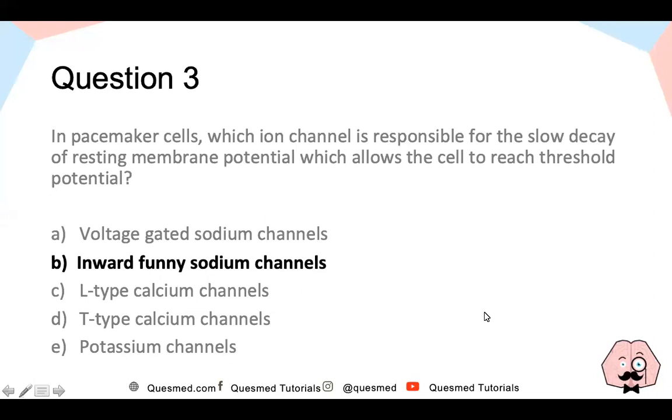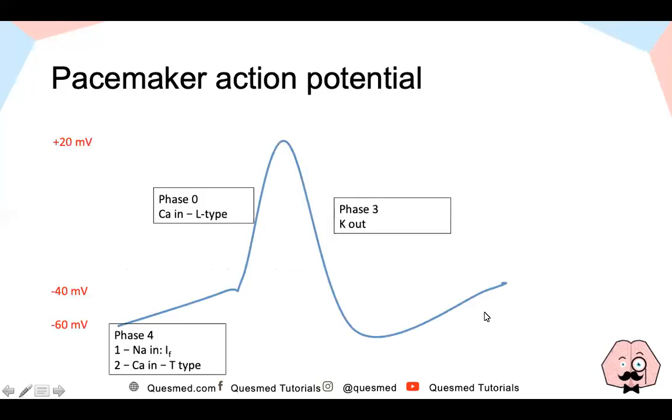So this question is talking about the slow decay of resting membrane potential. Our pacemaker action potential is slightly different to our myocyte action potential that we saw earlier. We know that the heart generates its own electricity. It doesn't need nerves to initiate the cardiac action potential. We have our pacemaker cells to do that.